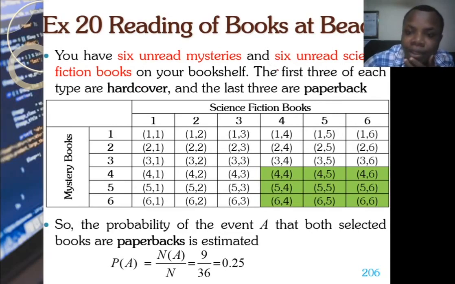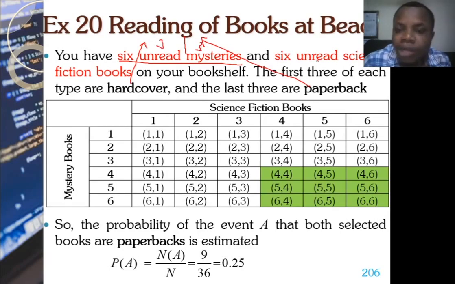Now the first 3 of each type are hardcover and the last 3 are paperback. So for the 6 unread mystery books, the first 3 are hardcover and the last 3 are paperback. So we have 3 and 3. Now once it comes to the science fiction books, we also have 6. The first 3 are hardcover and the last 3 are also paperback.